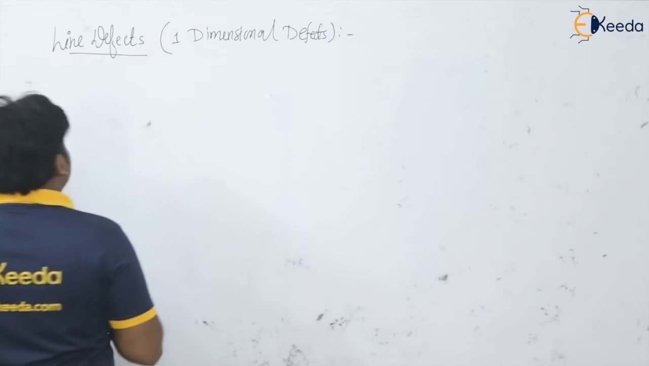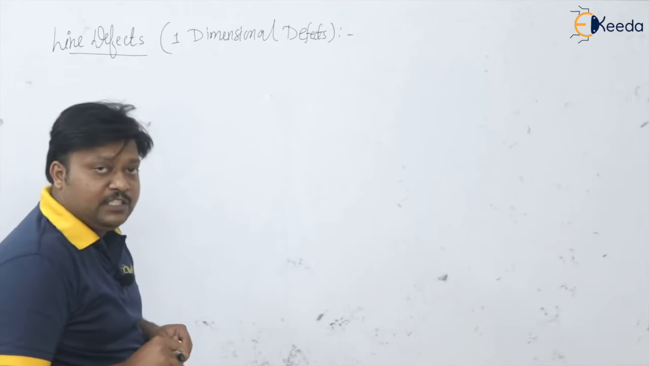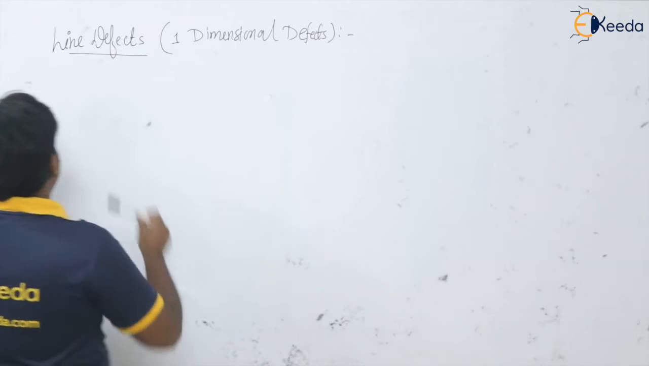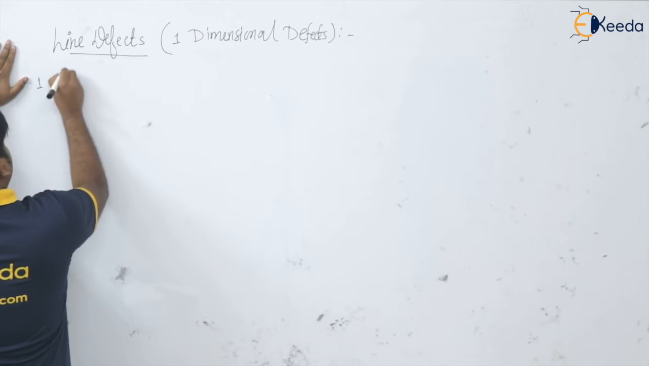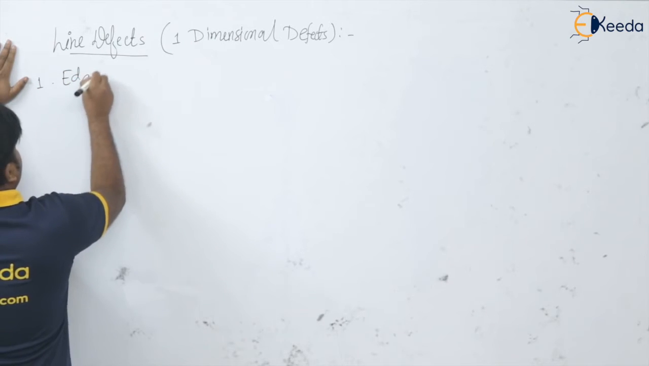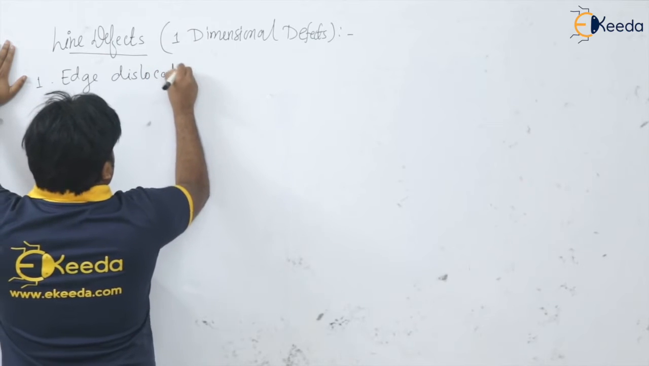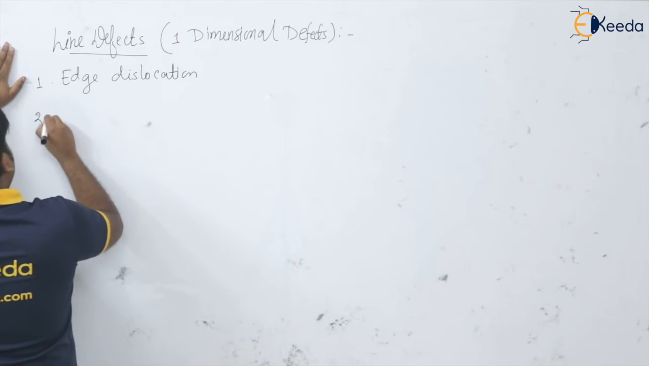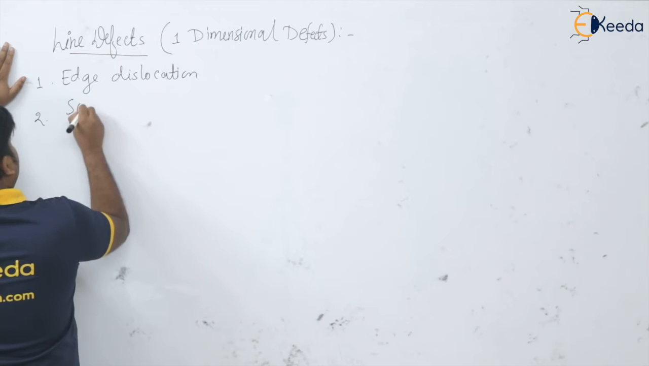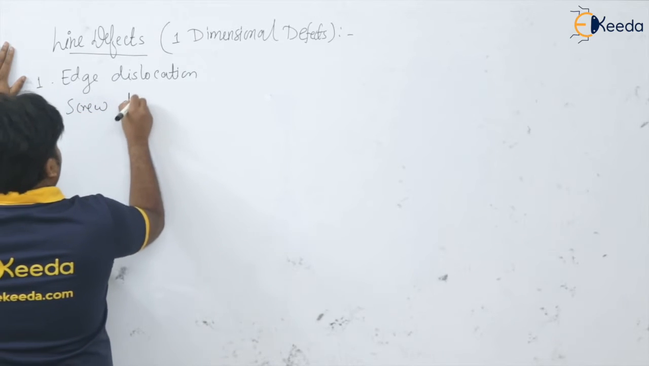So in this we are having the edge dislocation and screw dislocation. The edge dislocation and the another one is screw dislocation.